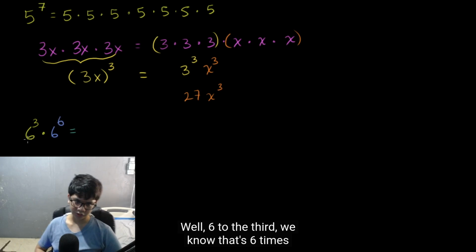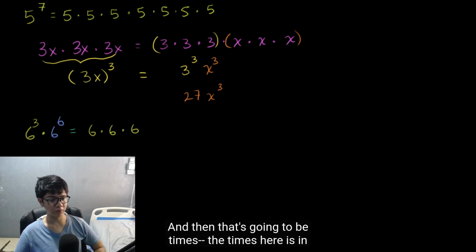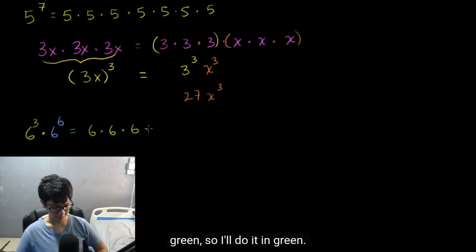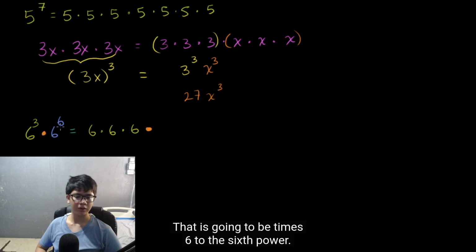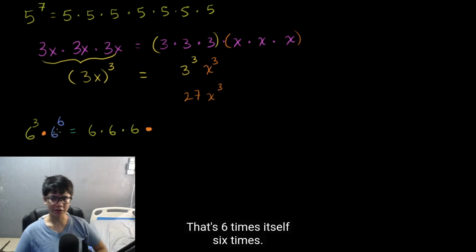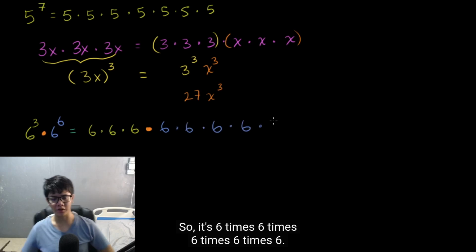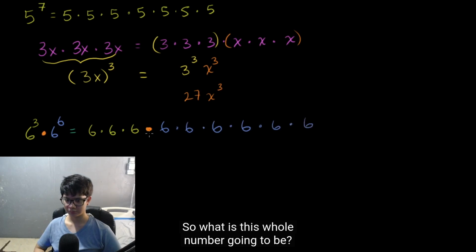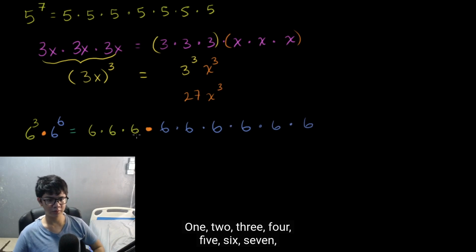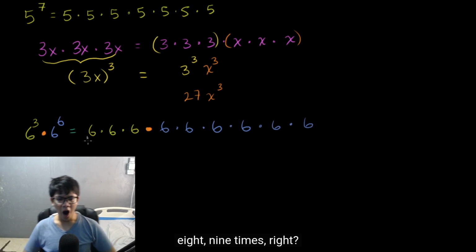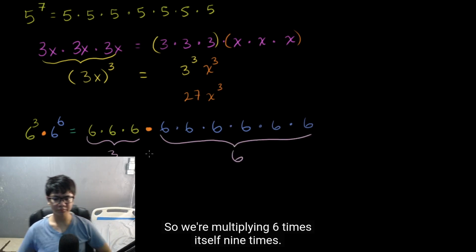Well, 6 to the third, we know that's 6 times itself 3 times. So it's 6 times 6 times 6. And then that's going to be times 6 to the sixth power. Well, what's 6 to the sixth power? That's 6 times itself 6 times. So it's 6 times 6 times 6 times 6 times 6, that's 5, then you get one more times 6. So what is this whole number going to be? Well, this whole thing, we're multiplying 6 times itself how many times? 1, 2, 3, 4, 5, 6, 7, 8, 9 times, right? 3 times here, and then another 6 times here. So we're multiplying 6 times itself 9 times. 3 plus 6.